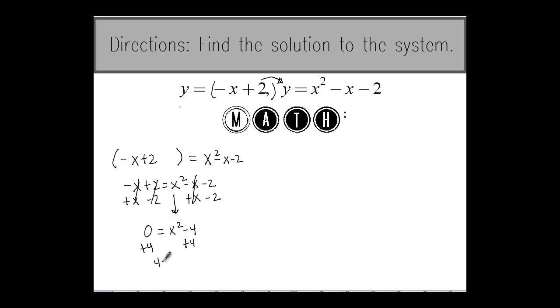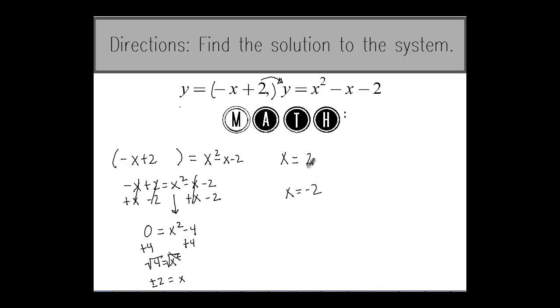I get 4 equals x squared, and then to get rid of a square, I square root. So I get 2 equals x. However, do not forget that when you square root, it can be both the positive and negative value. So my x values, I have one x value of 2 and another x value of negative 2.